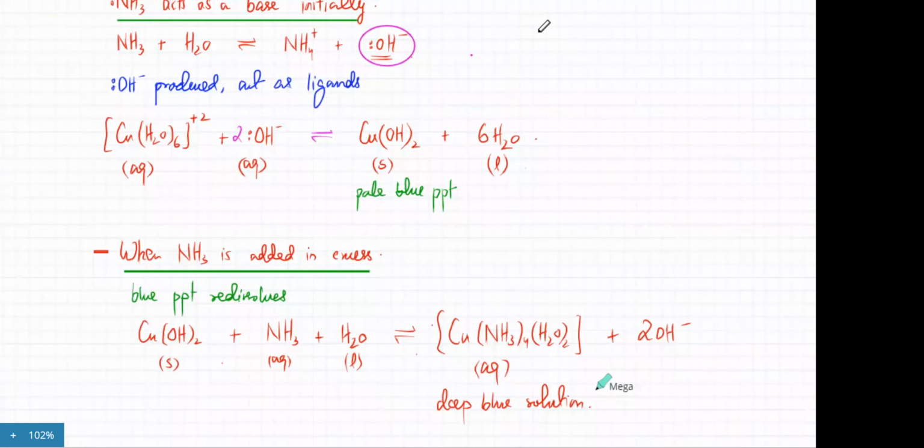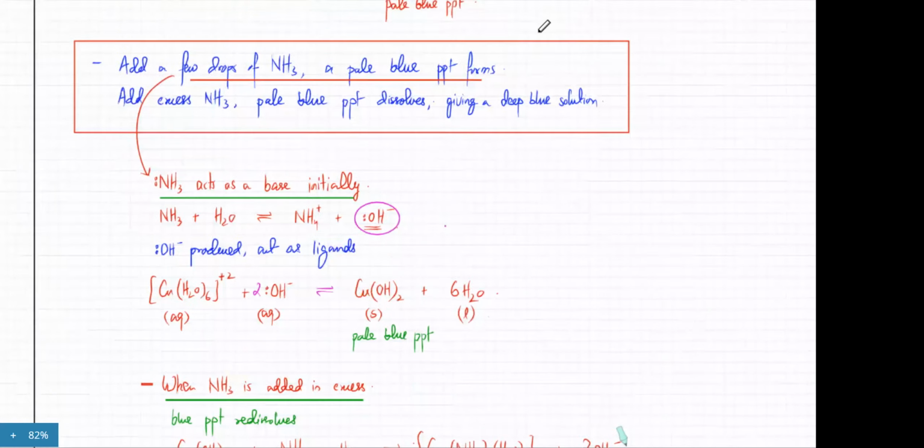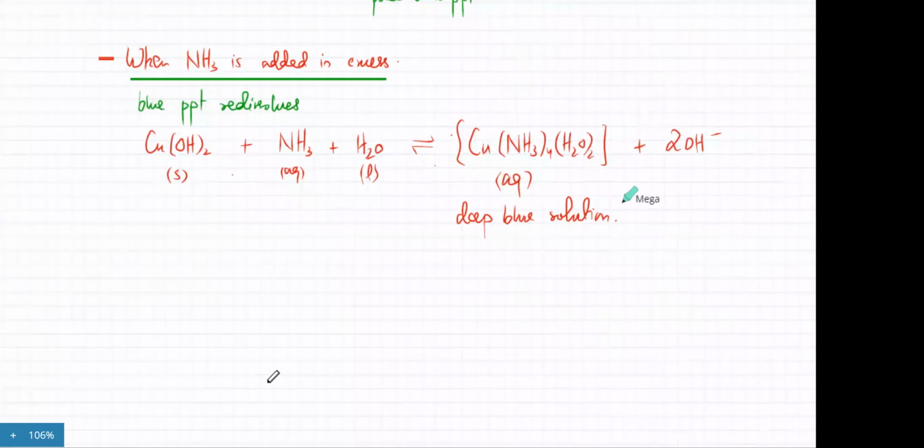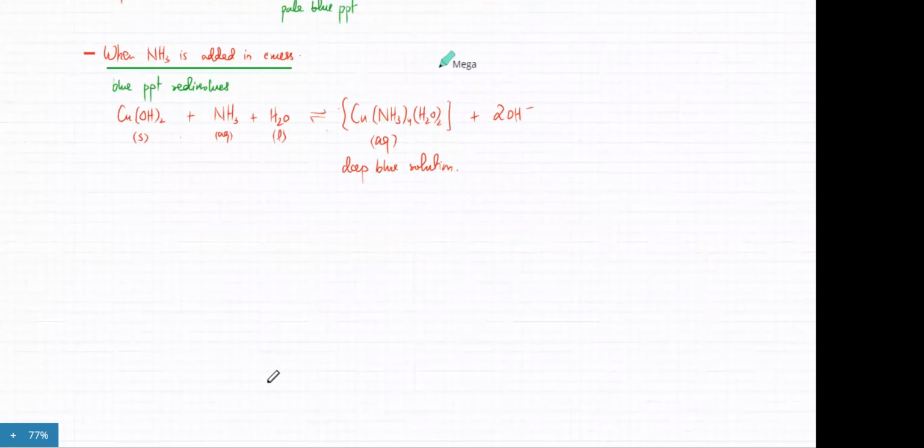So these are the exact equations that they're going to ask you about. They're going to ask you what's going to happen if you add a few drops of NH3, and what will happen if you add an excess of NH3. Instead of writing any statement, you just give them equations. This is what's going to happen if that NH3 acts as a base initially, produces OH ions. Those OH ions form the copper hydroxide precipitate, which is a pale blue precipitate. But if you add a lot of NH3, then those NH3s are going to act as ligands. Their lone pairs will be attracted to the copper ions, and the copper ions will be surrounded by NH3s, and that would help it re-dissolve.